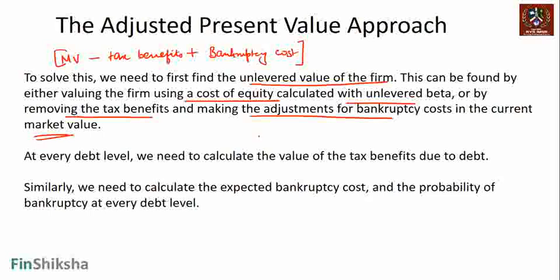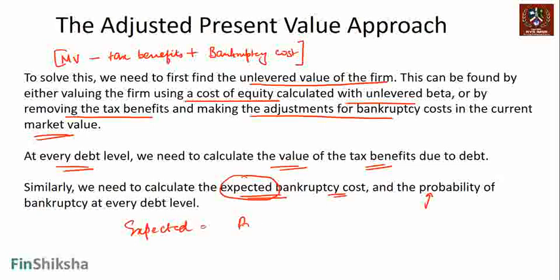Then at every debt level, we need to calculate the value of the tax benefit that comes to us, what kind of benefits are due because of the debt, and we need to calculate the expected bankruptcy cost. And not just the bankruptcy cost, there is also going to be a probability of bankruptcy. Remember, the expected value is nothing but the probability times the outcome. So that's what we are going to get.